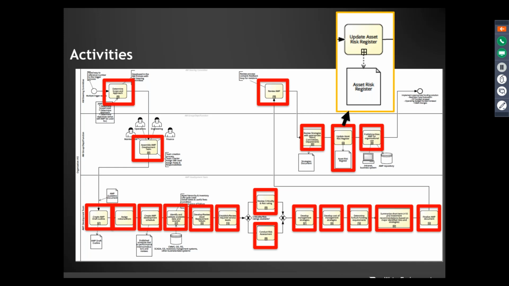Also identified are the possible artifacts: the documents, reports, inputs, and outputs for the activities, and any information databases or business systems they would also interact with. The pop-up example that you see here is Update Asset Risk Register. Now the artifact output of that activity is the Asset Risk Register. This could be a database within a business system. It could be a Word document. It could even be a simple spreadsheet, but it is an artifact output from that activity.